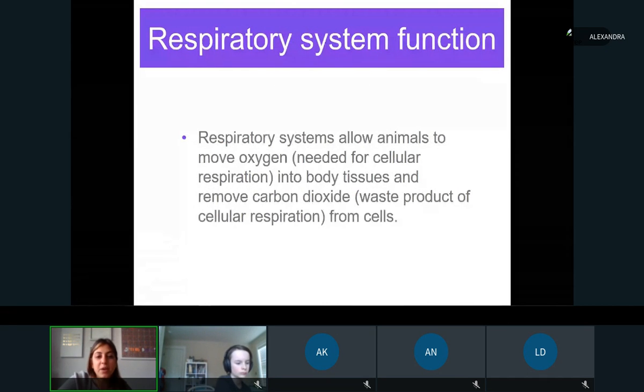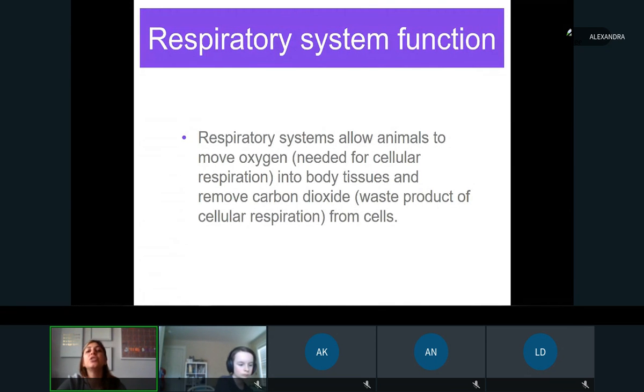So the function, you might want to write some of this down. Again, remember to be writing it down in your own words. Do not try to write down every single thing that you see on this slide, okay? It's not necessary. So really just picking out the big key words. But the respiratory system is what allows animals to move oxygen, which we need for cellular respiration, into the body tissues and to remove carbon dioxide, which is one of the waste products of cellular respiration, from our cells.